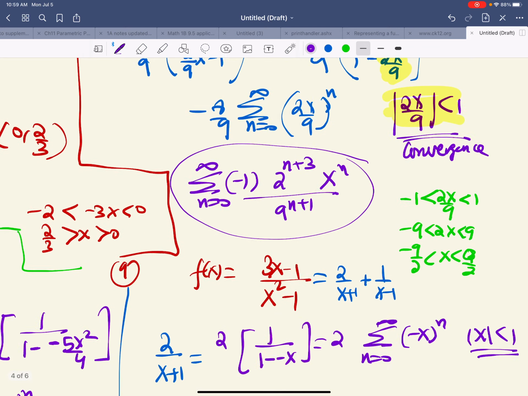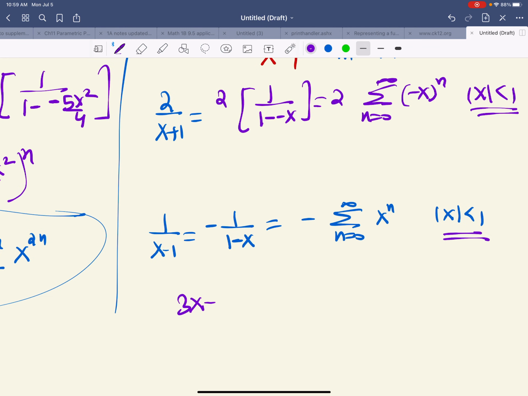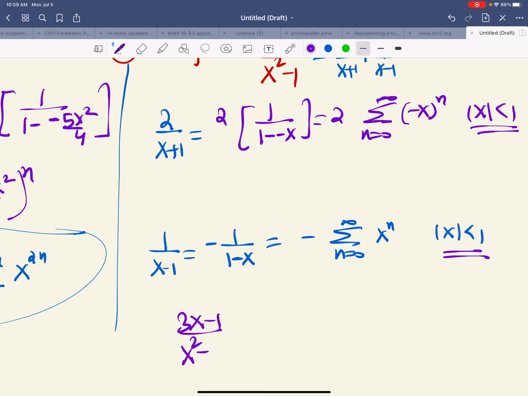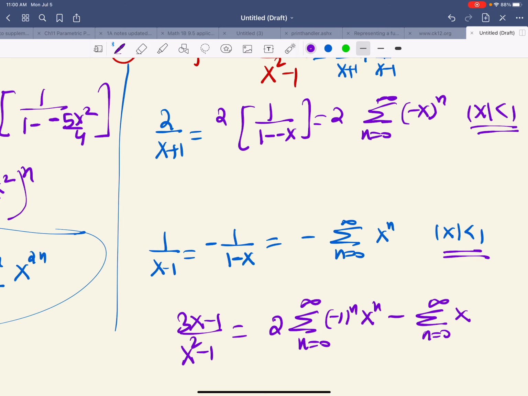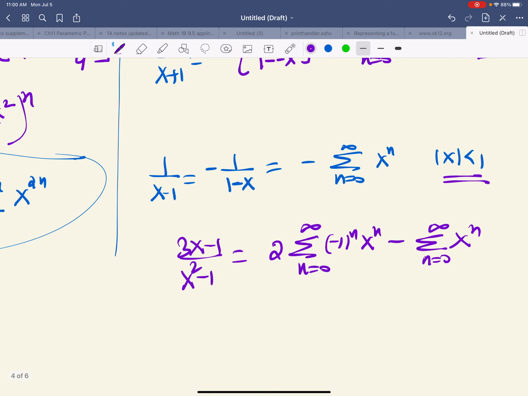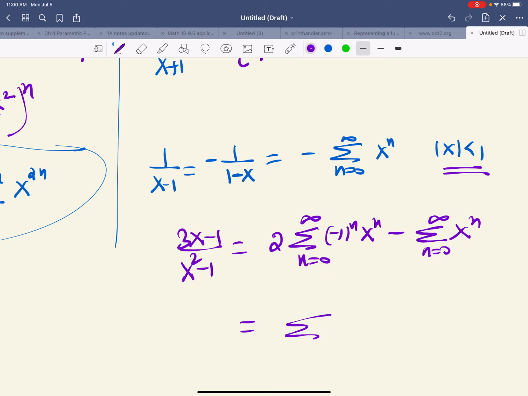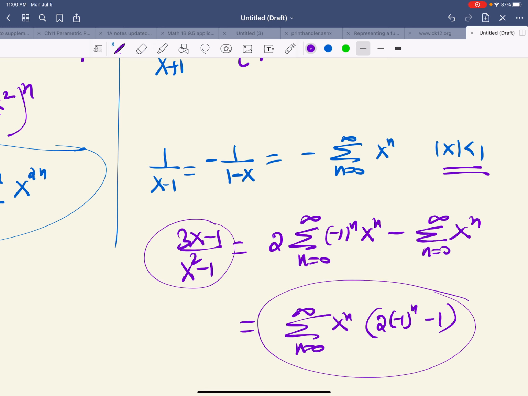Now to express the given function that we had, 3x minus 1 over x squared minus 1, that would be the sum of these two power series. So we have 2 summation n equals 0 to infinity negative 1 to the power n x to the power n minus summation n is equal to 0 to infinity x to the power n. Now we can clean it up a little if you want. We can pull out x to the power n. Summation n is equal to 0 to infinity x to the power n, I would have 2 times negative 1 to the power n minus 1. And that's the power series for this function.